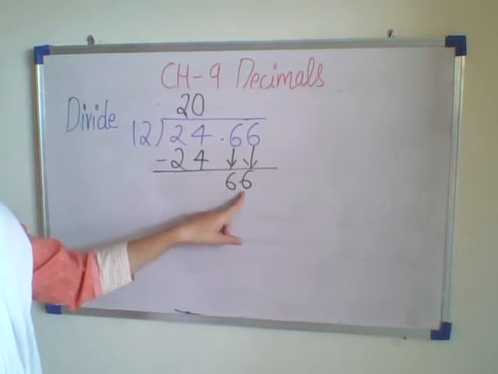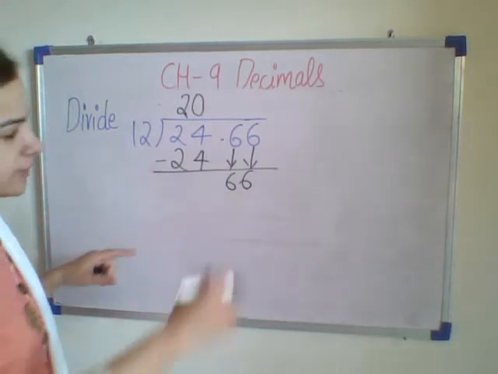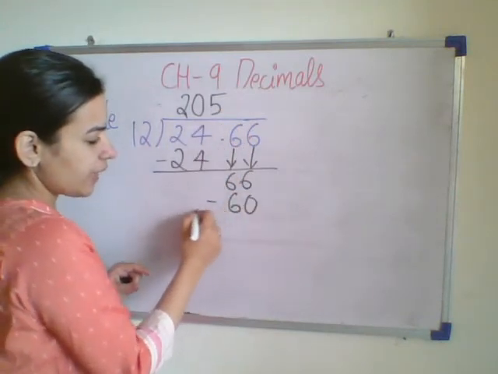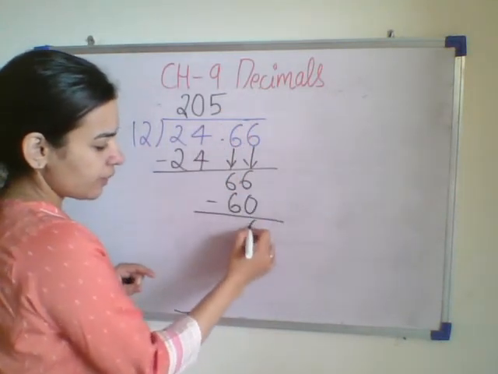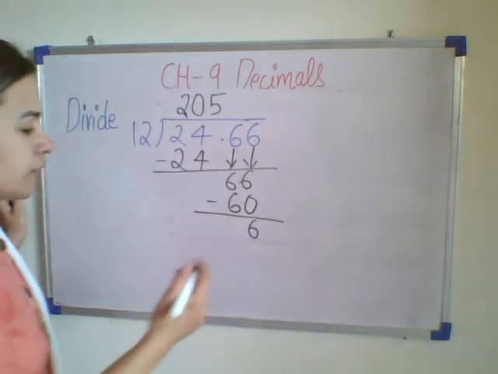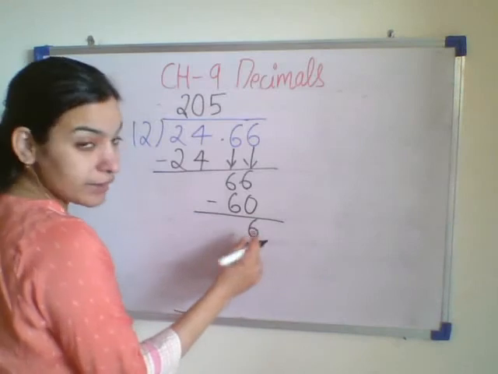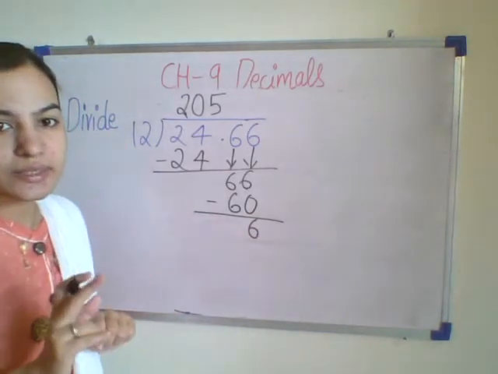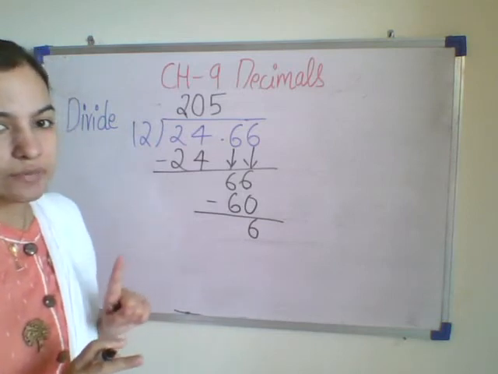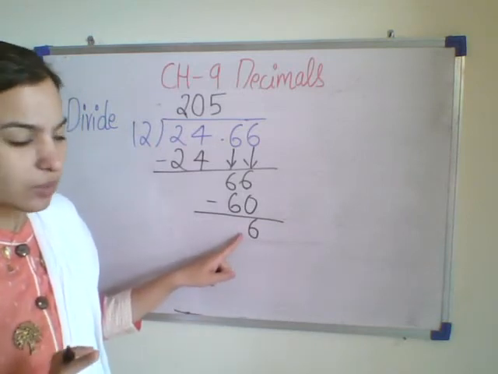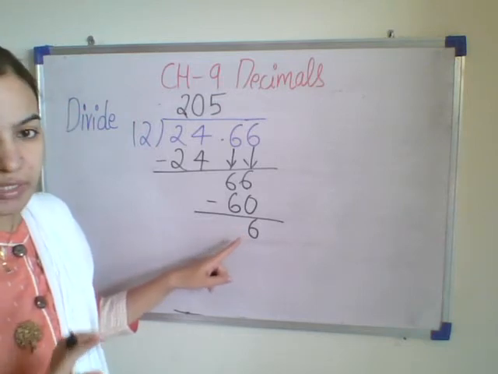Then 12 fives are 60. Subtract this, you will be getting 6. Then here you can see the remainder is 6. We can leave the division only when the remainder is 0. Here the remainder is not 0. Here the remainder is 6. So we can't leave the division.